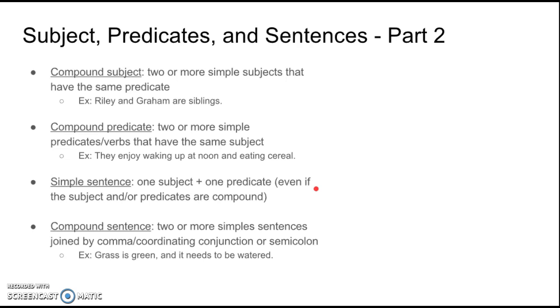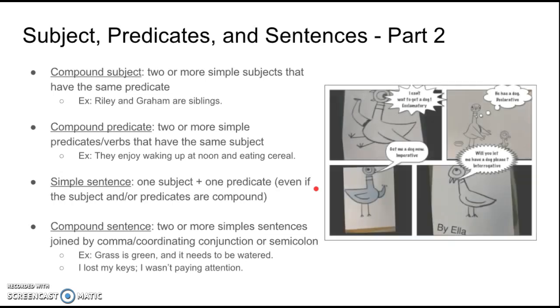Grass is green, comma, and it needs to be watered. That's an example of a comma plus a coordinating conjunction. The 2 simple sentences being grass is green, and the other one being it needs to be watered. Each of those can exist on their own as their own simple sentence. And another example is I lost my keys, semicolon, I wasn't paying attention. Also, 2 simple sentences that could function on their own but are squished together as a compound sentence.